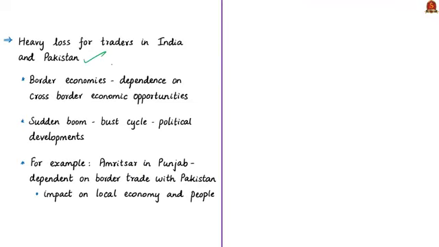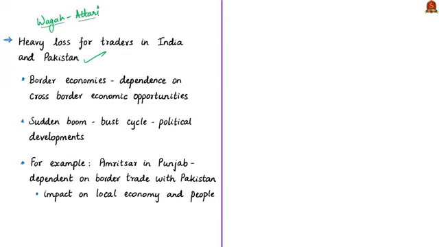But according to the author, the amount of loss varies according to the nature of trade and the trade route. For this, the author gives an example here. Through the Wagah-Attari land route, bilateral trade was heavily in favor of Pakistan. We know that Wagah is in Pakistan and Attari is in India.